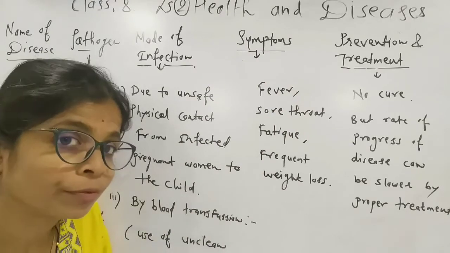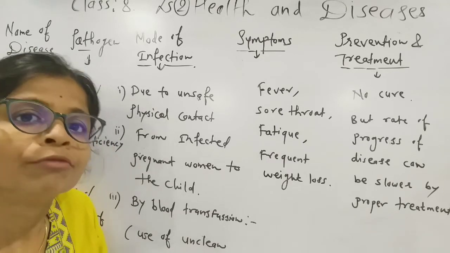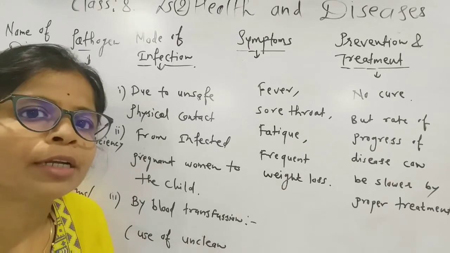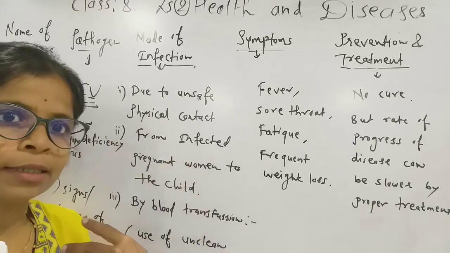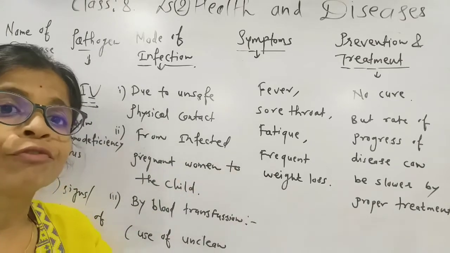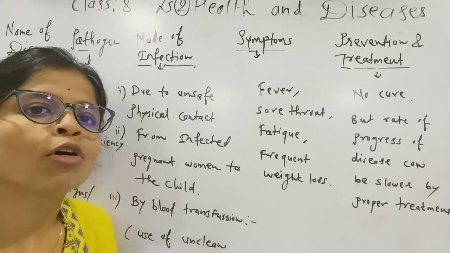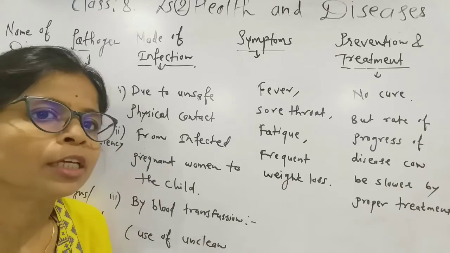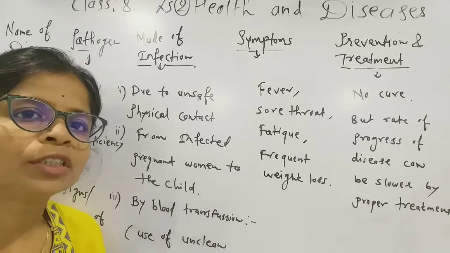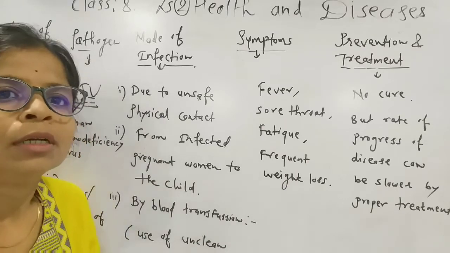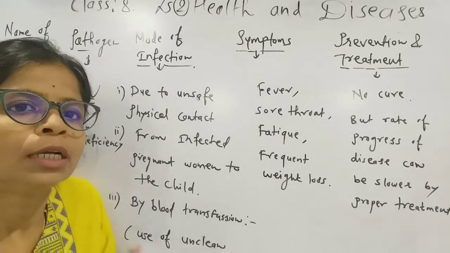Symptoms are fever, high fever, then sore throat, then fatigue, and frequent weight loss. As for the A in AIDS, what is the meaning of A? Acquired means all the diseases come to the infected person. As the immune system of the victim is so weak, all the diseases and infections come towards them, and so frequent weight loss is found in the person.